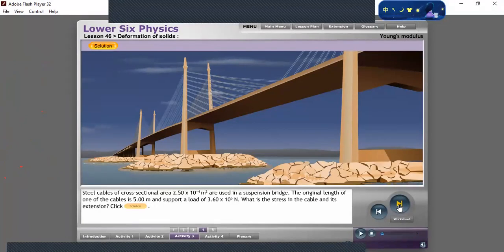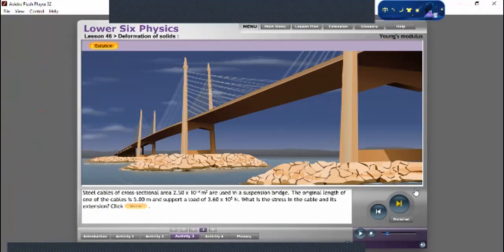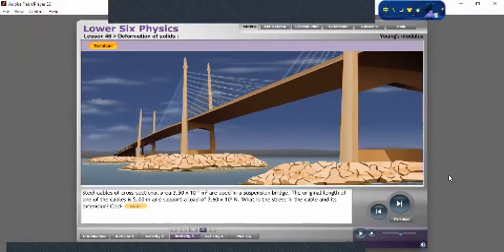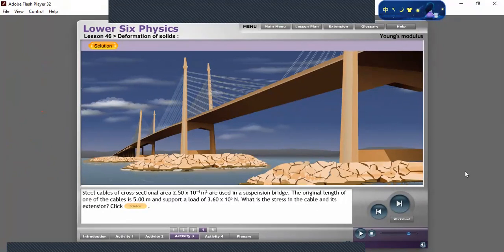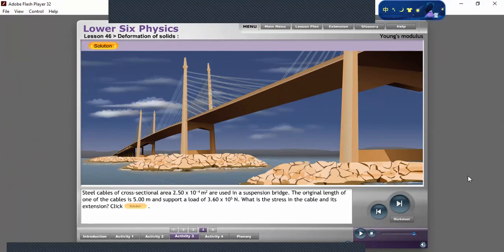Steel cables of cross-sectional area 2.50 times 10 to the power -4 meters square are used in a suspension bridge. The original length of one of the cables is 5.00 meters and supports a load of 3.60 times 10 to the power 5 newtons. What is the stress in the cable and its extension?